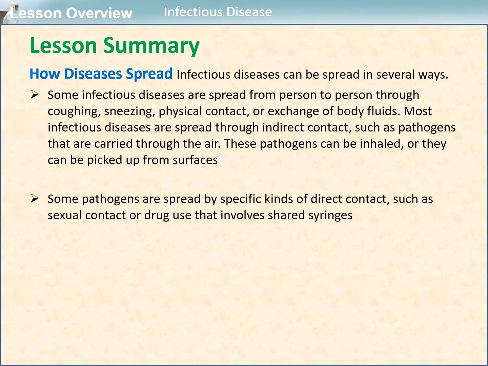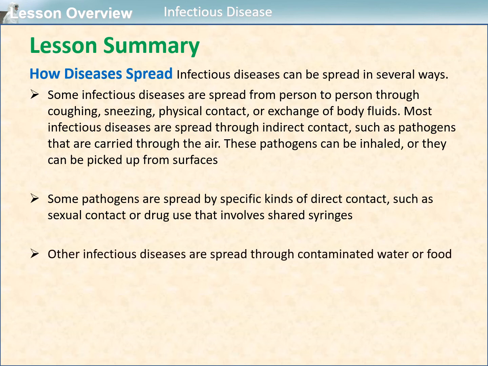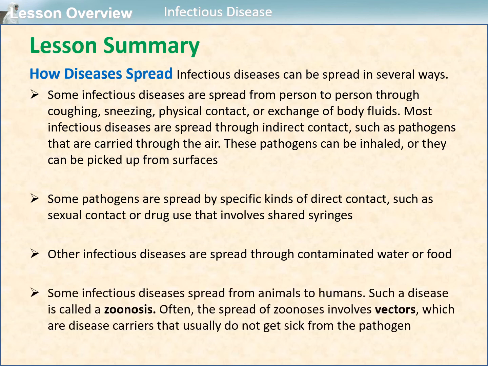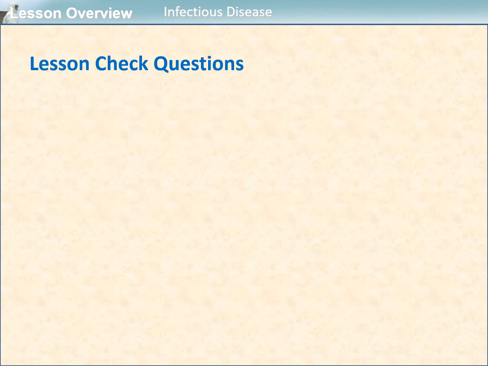Some pathogens are spread by specific kinds of direct contact, such as sexual contact or drug use that involves shared syringes. Some infectious diseases are spread through contaminated water or food. Some infectious diseases spread from animals to humans. Such a disease is called a zoonosis. Often the spread of zoonoses involves vectors, which are disease carriers that usually do not get sick from the pathogen.